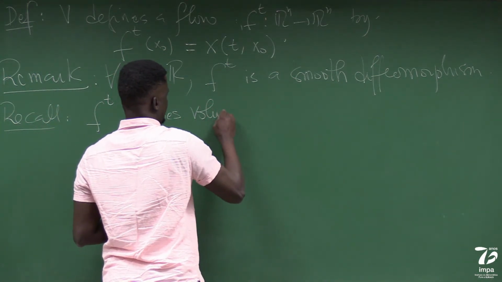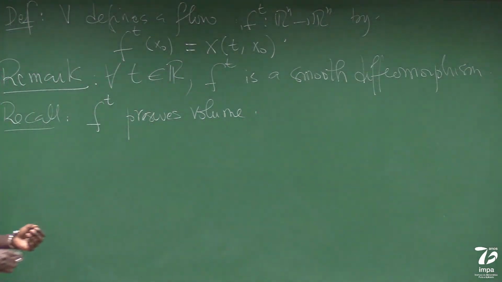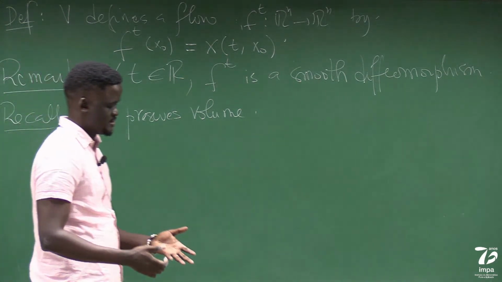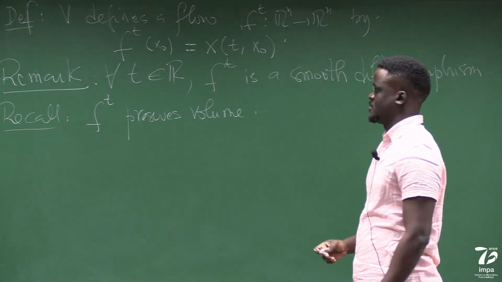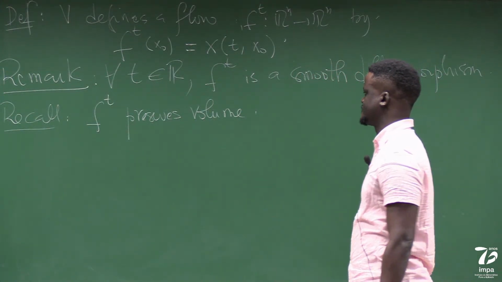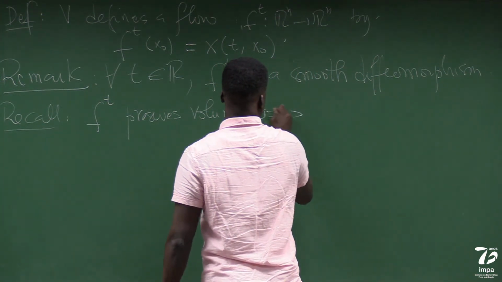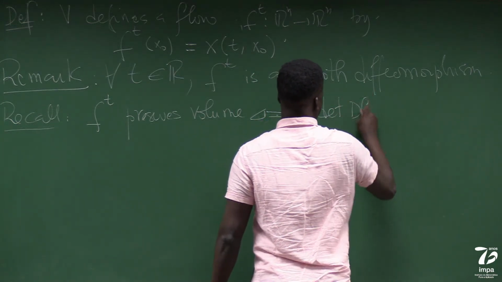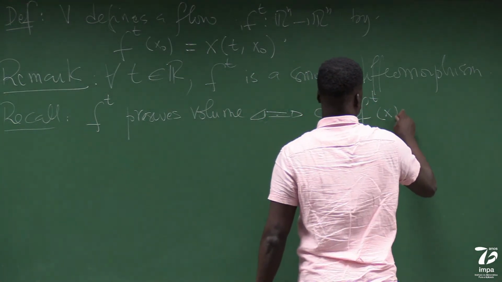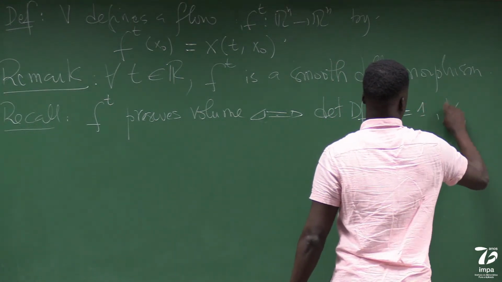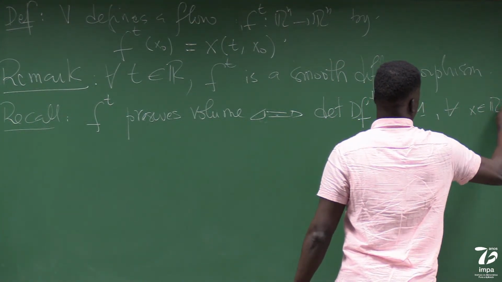volume or Lebesgue. Sometimes I say volume, sometimes I say Lebesgue. By Lebesgue, I mean dx1 until dxn. Sometimes you call it volume. It's just the Lebesgue measure you get from the structure in general manifolds. FT preserves volume if and only if the determinant of dFT at x equals 1 for all x.